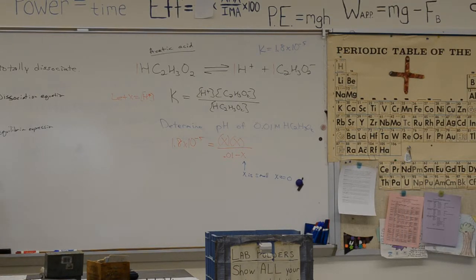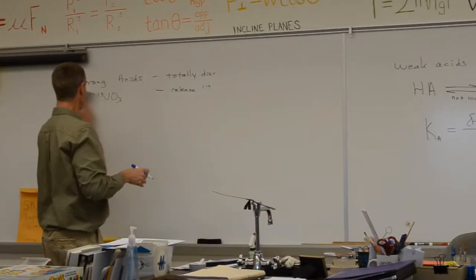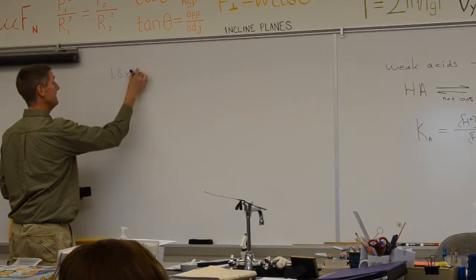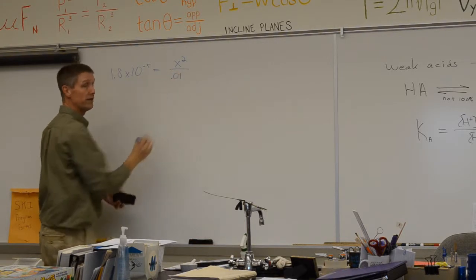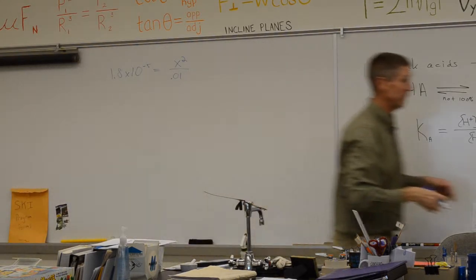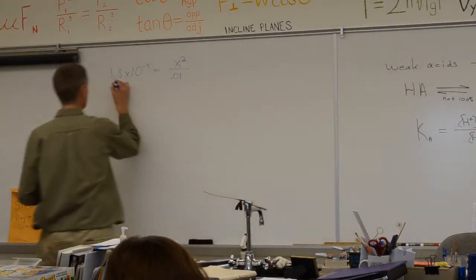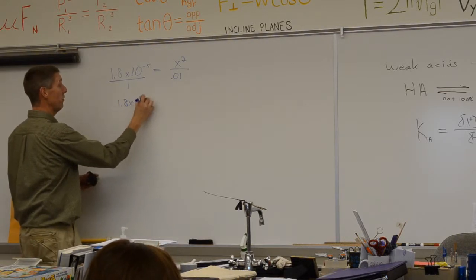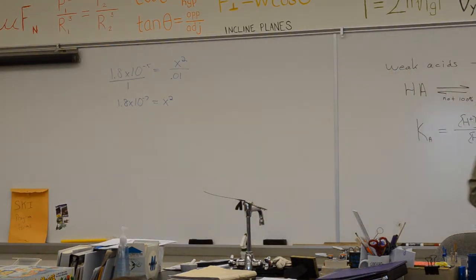So now I'm going to shift boards back over to here, and let's write down what we end up with. 1.8 times 10 to the negative fifth is equal to X squared over 0.01. You see what I did? X times X, X squared. 0.01 minus 0 is 0.01. Well, now this becomes pretty simple. Let's cross multiply. 1.8 times 10 to the negative fifth times 0.01 is 1.8 times 10 to the negative seventh, and that's equal to X squared.